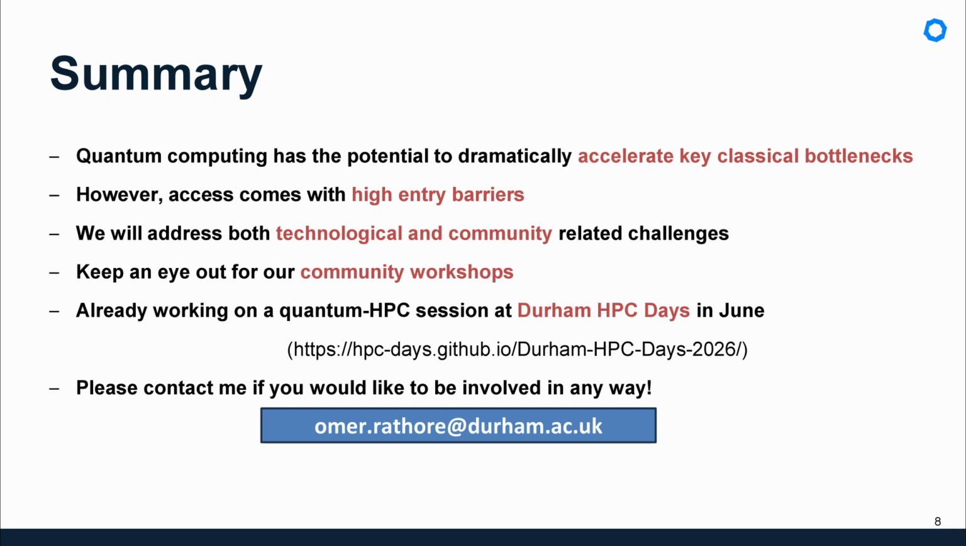We will address both technological and community, so keep an eye out for community workshops. There's already going to be a quantum HPC session at Durham HPC Days, which we proposed. I would like to highlight that these workshops are a two-way discourse. It's not just going to be talks aimed at an audience and they walk away. We're really hoping for audience input in the breakout sessions, et cetera, et cetera.